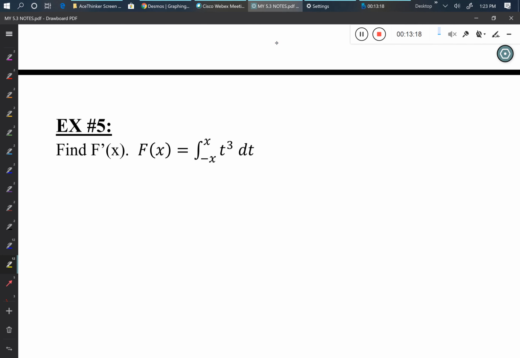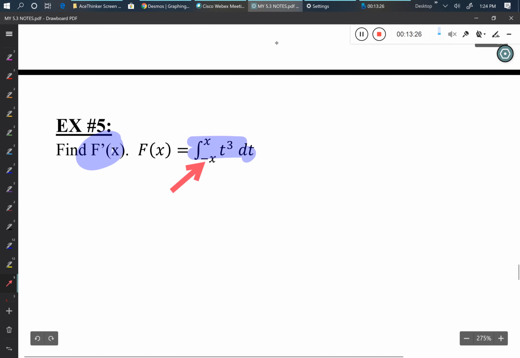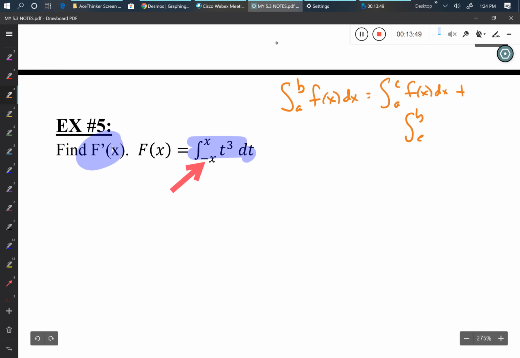Uh-oh, I got a problem here. The rule for finding the derivative of an integral says that the lower limit of integration needs to be a number. This one isn't. So I cannot do this as it currently sits. So I'm going to have to know this property. Do you remember this property? Where we took a single integral and broke it up into two integrals.